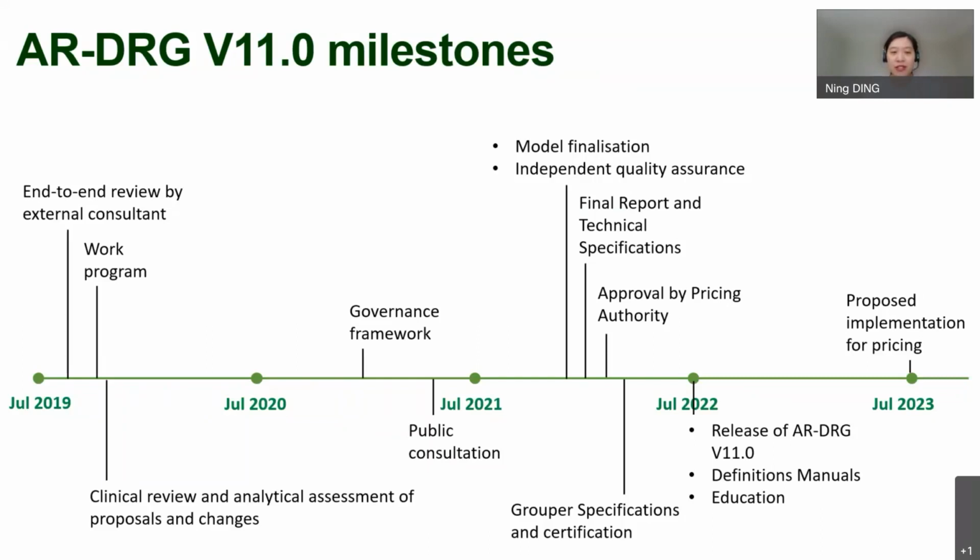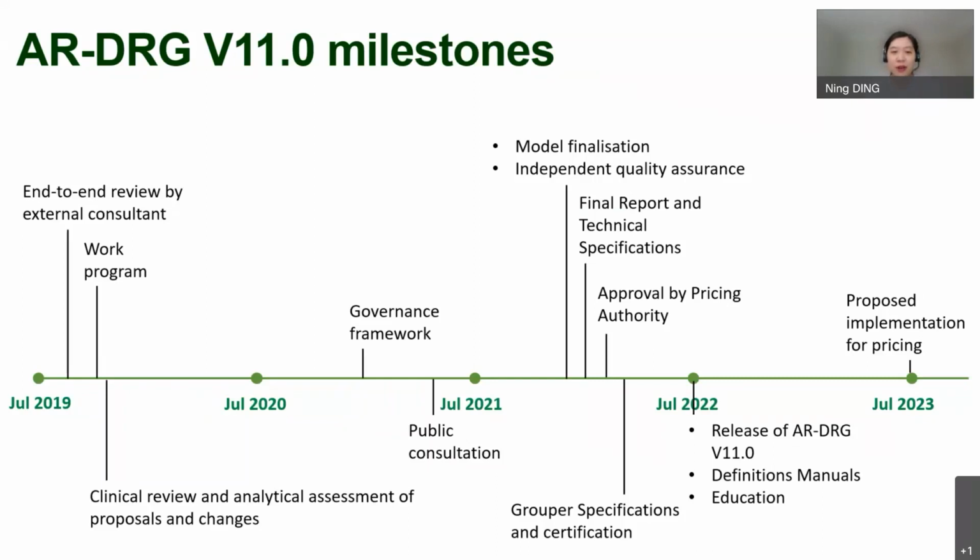In December 2020, IHPA published the governance framework for the development of the admitted care classifications, which outlines the principles used to guide the classification development cycle of AR-DRGs. In May to June 2021, IHPA undertook a public consultation on major refinements proposed to AR-DRG version 11. 14 submissions were received, and all submissions are published on IHPA's website.